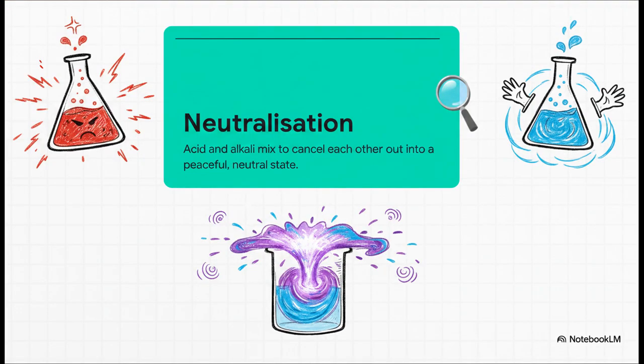So what happens when these two opposing forces actually meet? What happens when an acid goes head-to-head with an alkali? We get a chemical reaction called neutralization. Think of it as an epic chemical combat. When an acid and an alkali mix in exactly the right amounts, they actually cancel each other out. The acid loses its bite, the alkali loses its power, and together they reach a peaceful, totally neutral state.